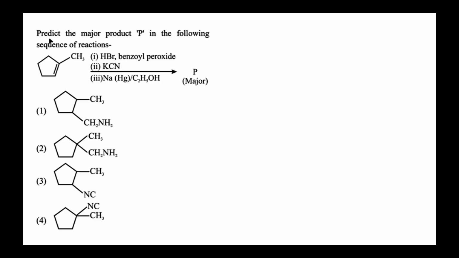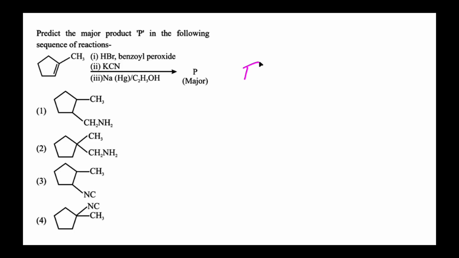The question is, predict the major product P in the following sequence of reactions. They have given 1-methyl cyclopentene reacted with HBr in presence of benzoyl peroxide. That's the first reaction, followed by reaction with KCN, and then it is reacted with sodium and ethyl alcohol. It gives P as the major product. What is P in this compound? We want to find out.